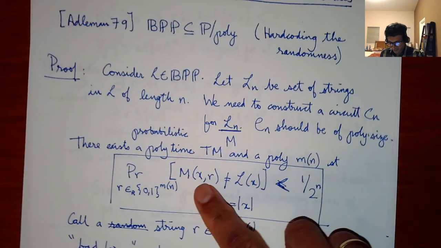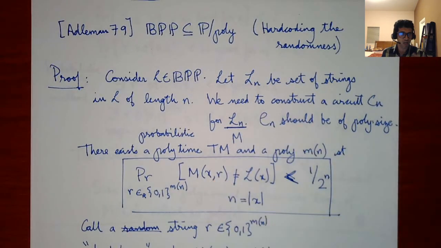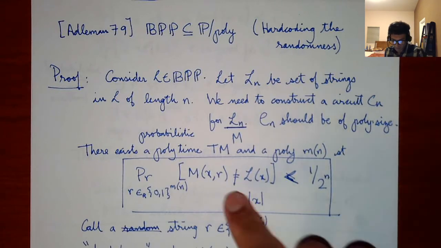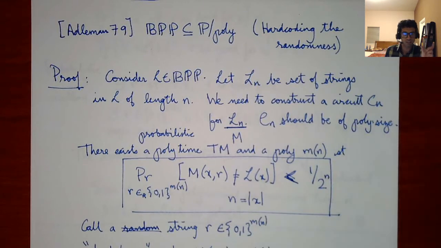If you could find some set of R's, some of which are going to be good, then essentially you could just replace the randomness by that good seed.